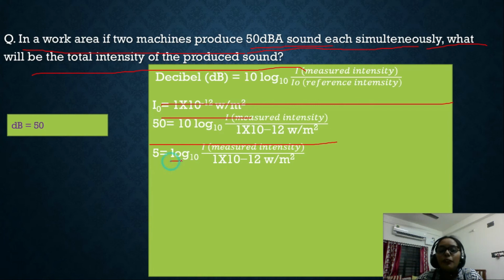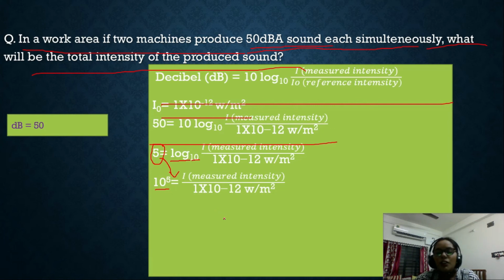Now if we want to remove this log, what will happen? Look at the screen: whatever the base is, the base will come here, and whatever we have on our left hand side will come as the power of that base. That is why it's 10 to the power 5, which equals I by I0.